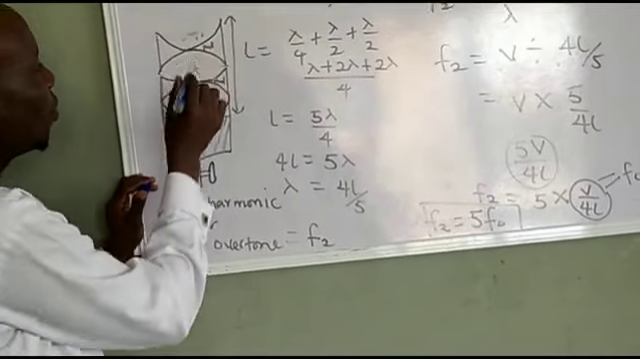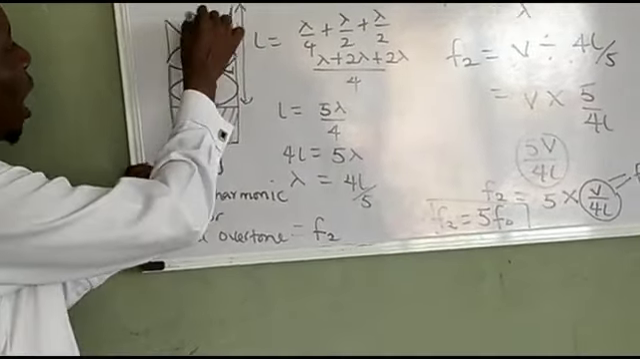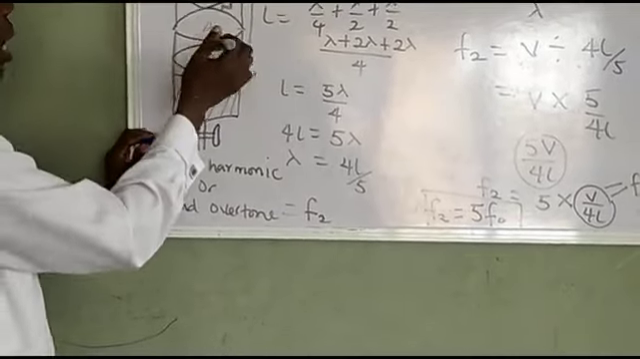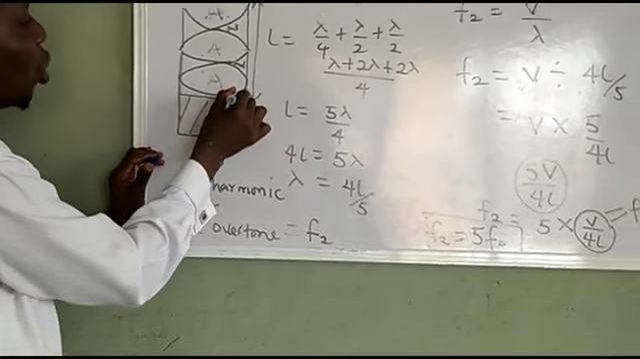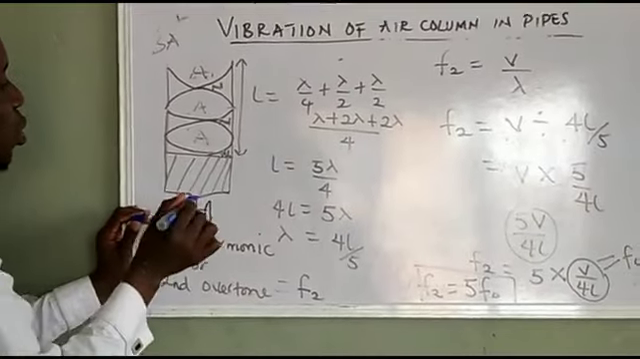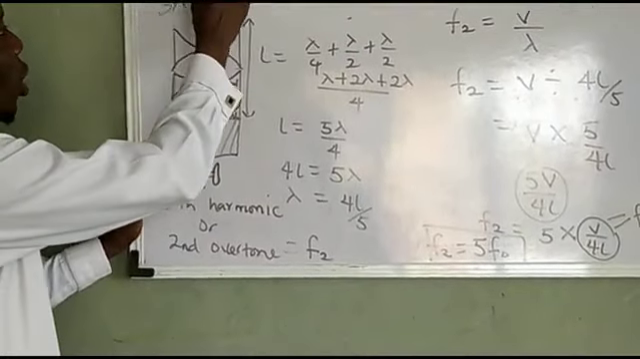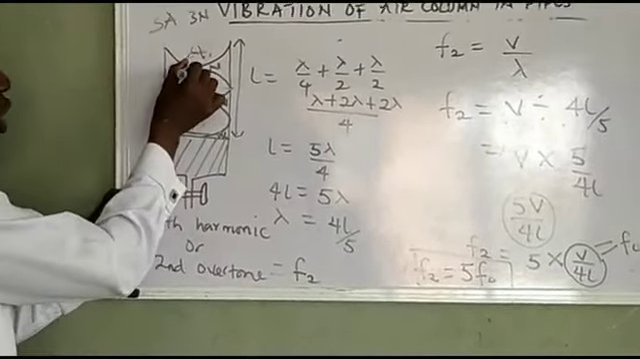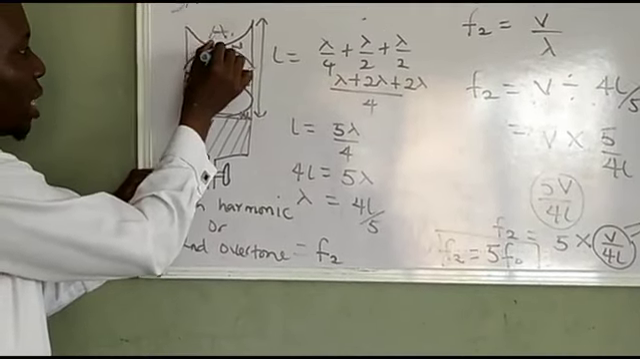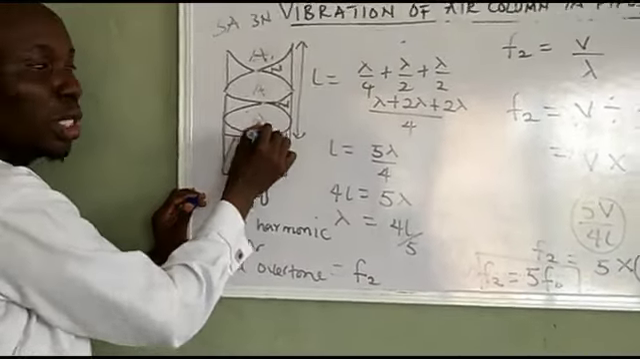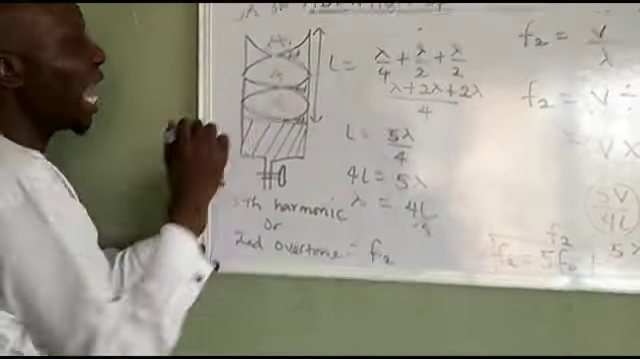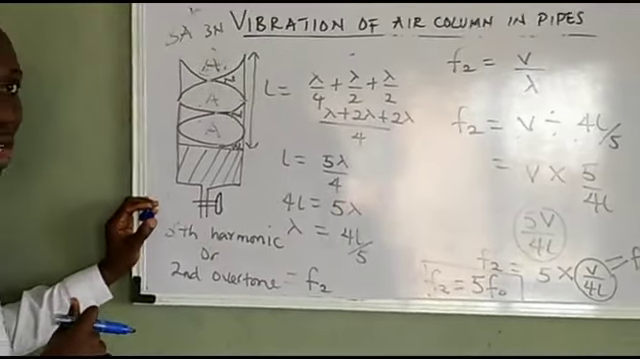Is that clear now? In this pipe now, we have 3 open ends. That is 3 antinodes. And we have 3 nodes too. There will be a node here too. 3 nodes. The junction, the intersecting point here, is the node. The open space is the antinode. Is that good now?